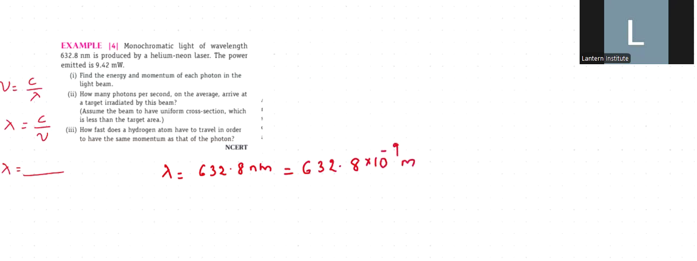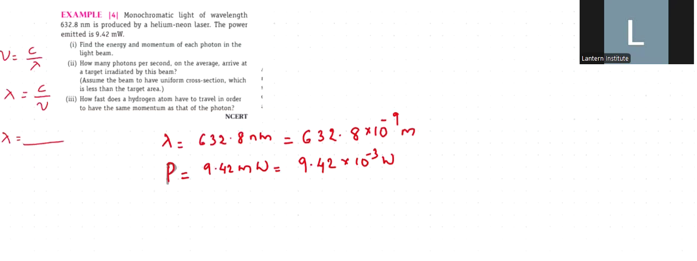And the power emitted is given, not momentum. This P represents power. I'm using capital letter P for power. Power P is equal to 9.42 milliwatt. That is equal to 9.42 into 10 to the power minus 3 watt. Then the first sub question is: find the energy and momentum of each photon in the light beam. You have to calculate the energy and momentum.